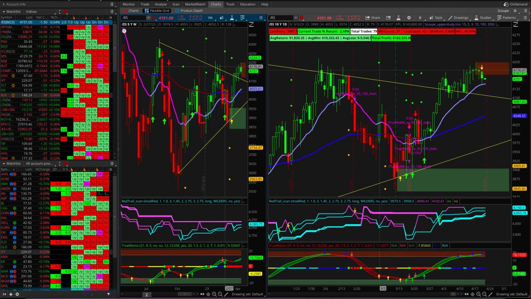So today we are getting some rollover. This is the E-mini futures contract. The S&P will look similar. I was going to say the same, but it's just similar.